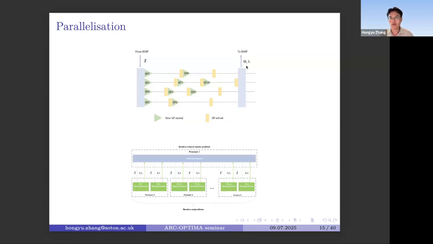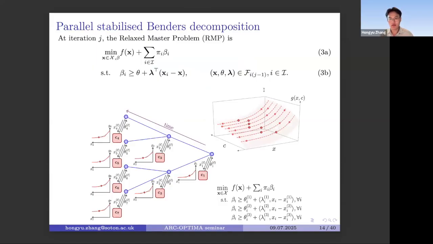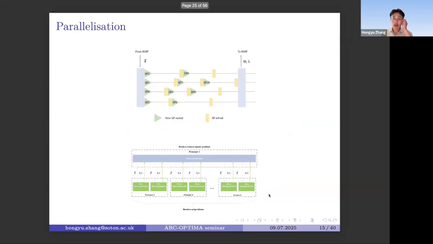Theta is the actual cost of your subproblems, and lambda is the sensitivity. If we go back here, theta is this, which is the actual cost at the proposed point, and lambda is the subgradient with respect to your right hand side. A synchronous way is that you wait until everything is solved, and then you pass theta and lambda back to the reduced master problem, and then you perform the next iteration.